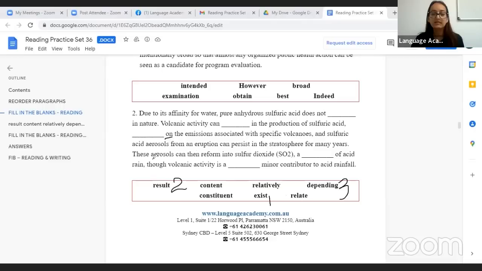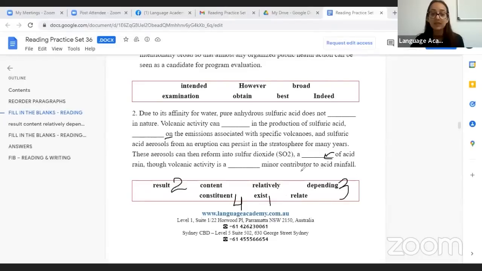Then they say these aerosols can then reform into sulfur dioxide, a dash of acid rain. So with of, we need a noun. So what can we say? A content of acid rain, or constituent of acid rain is better. Constituent means one of the elements found in acid rain. Content will not mean that. A constituent of acid rain.